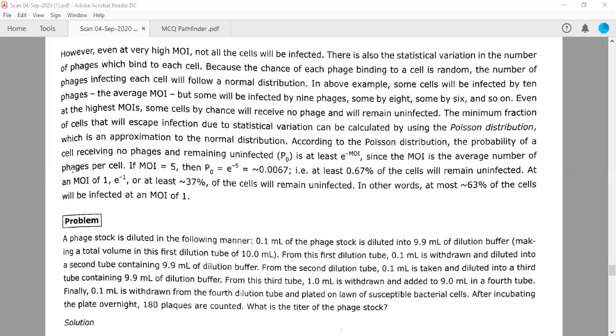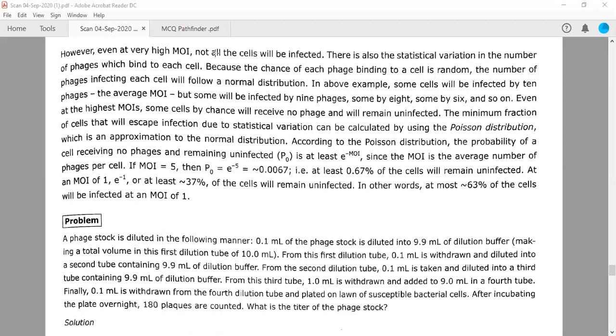At a multiplicity of infection of 1, what will you do? You will put e to the power minus 1. Having a multiplicity of infection of 1 means you have one viral particle to infect each bacterial cell. As I told you earlier, the first thing is this multiplicity of infection. If you have a high number, there are more chances of infection.